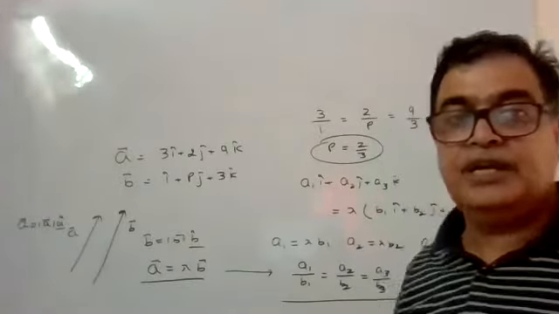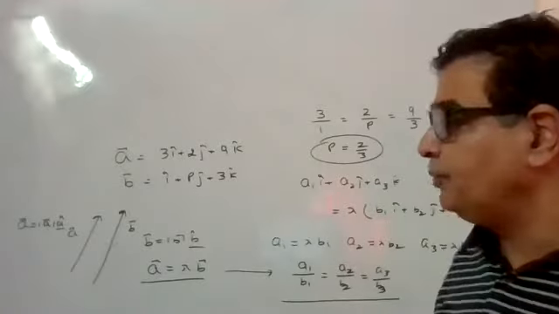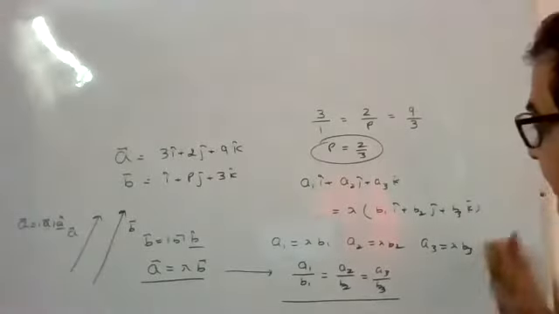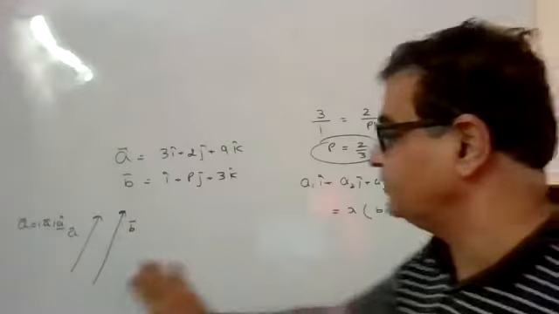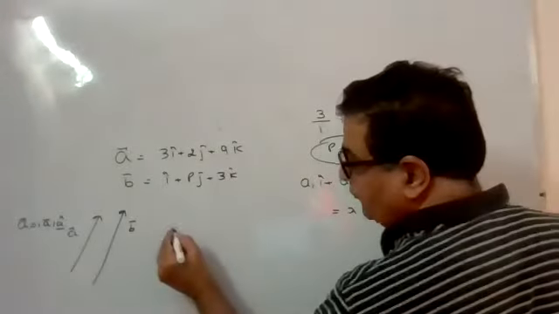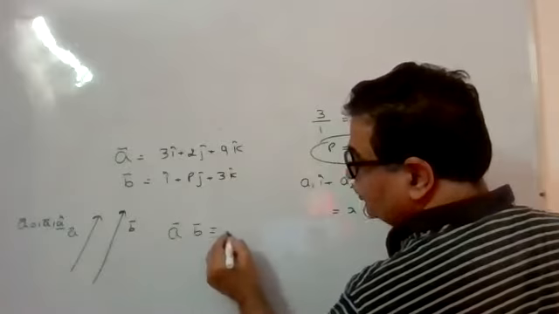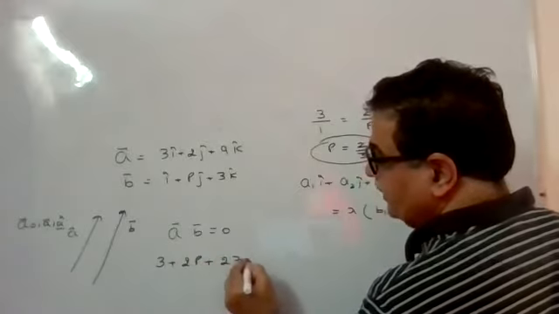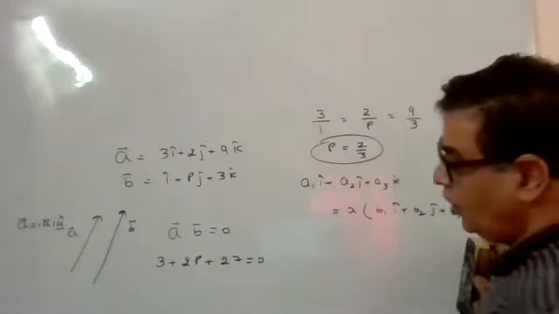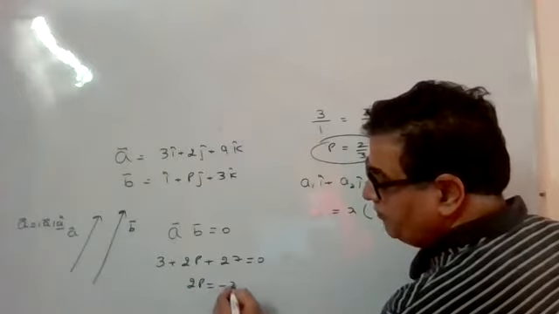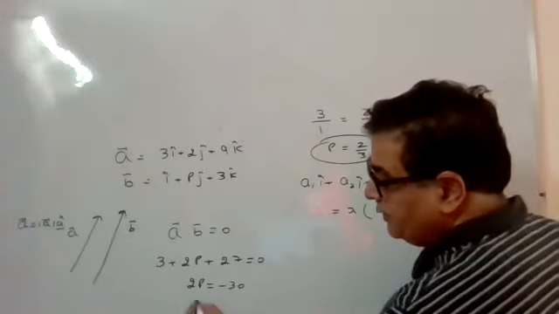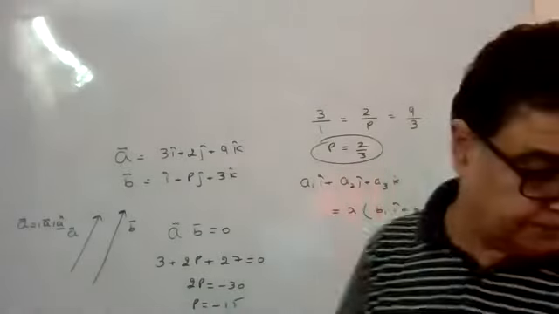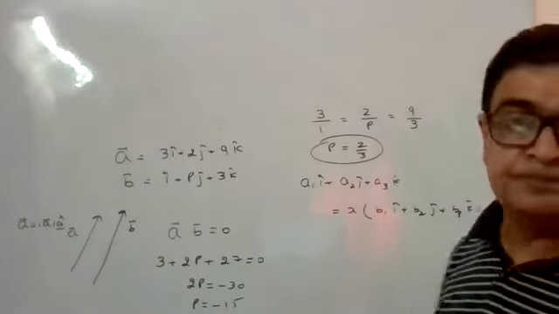If they are perpendicular, what should be the value of P? Minus 15. A dot B has to be 0 clearly in this case. So what will come? 3 plus twice of P plus 27 is 0. Or 2P comes out to be minus 30, or P comes out to be minus 15. That you should give. Next question right now, please.